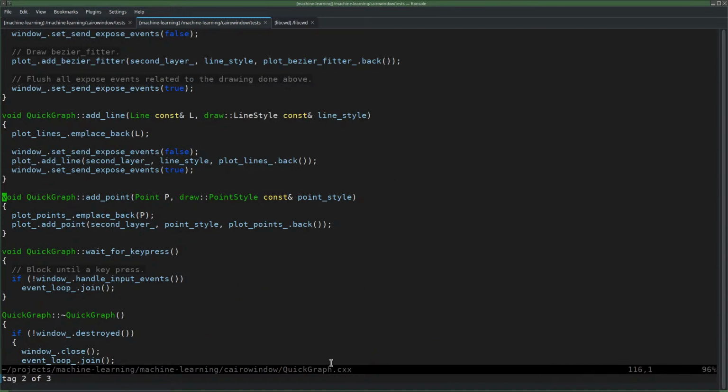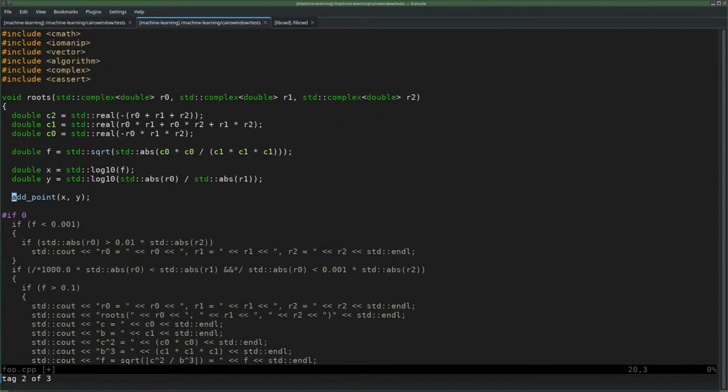So I'm going to need a graph. Quick graph. Let's see. Let's call that just graph. Let's pass this front here. No, let's pass it at the end. Quick graph is add point const. Probably not.